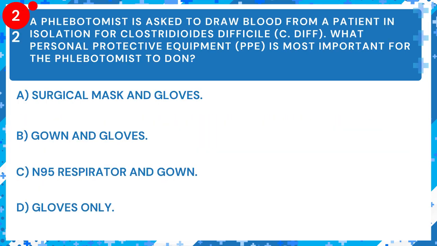Question 22. A phlebotomist is asked to draw blood from a patient in isolation for Clostridioides difficile, C. diff. What personal protective equipment, PPE, is most important for the phlebotomist to don? A. Surgical mask and gloves. B. Gown and gloves. C. N95 respirator and gown. D. Gloves only.